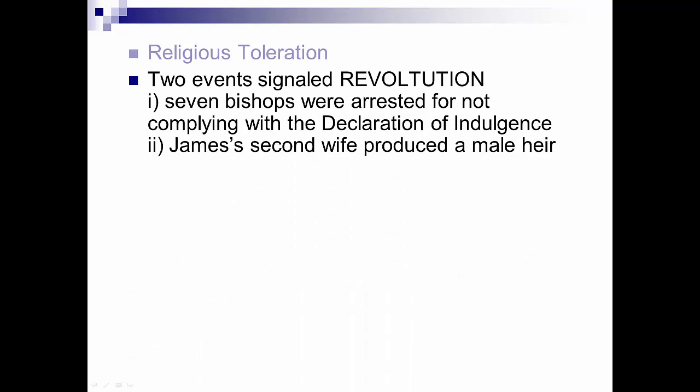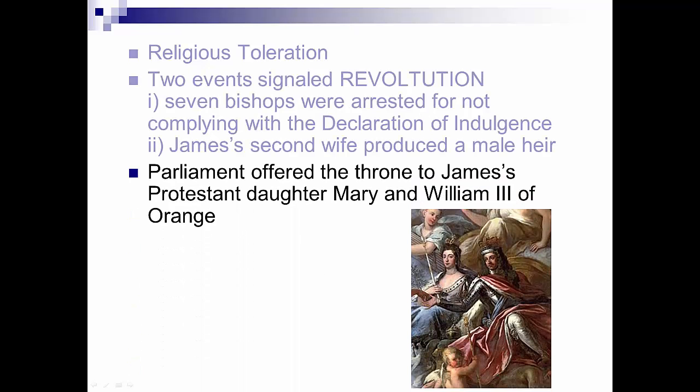And then two events signaled what will become the revolution itself. 7 bishops were arrested for not complying with the Declaration of Indulgence, and James's second wife produced a male heir. James's second wife was actually Catholic. His first wife had been Protestant, but she died. And so the Tories and Whigs in Parliament offered the throne to James's Protestant daughter, Mary, and William III of Orange, who was also his nephew, to, quote, save the Protestant religion.